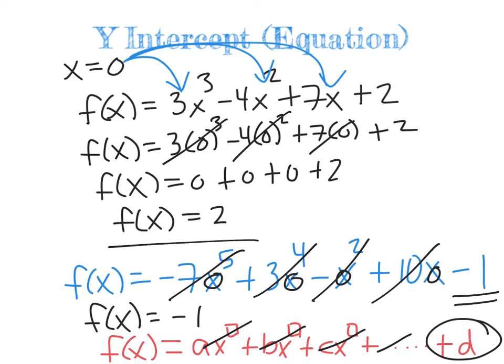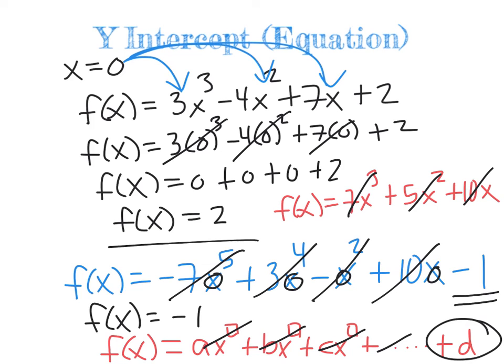Here's another example. I'll see if I can squeeze one in here as well. Let's say that we're dealing with f of x equals 7x cubed plus 5x squared plus 10x. If I plug in 0 for the x values, 0, 0, 0, what's my y-intercept going to be? 0 plus 0 plus 0. My y-intercept here is 0 because everything got canceled. 0 plus 0 plus 0 gives you 0.